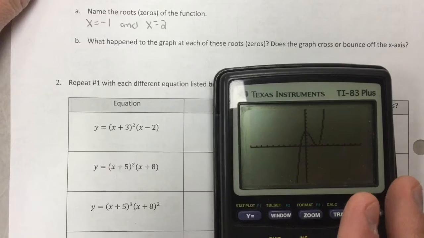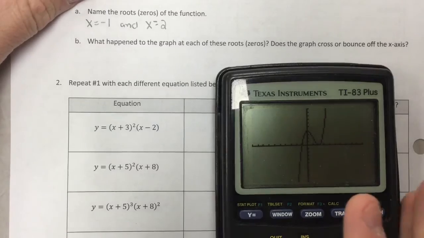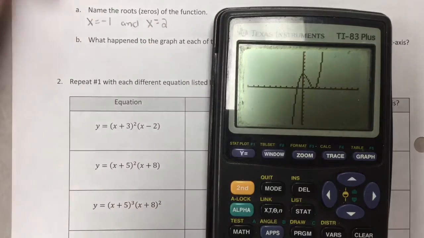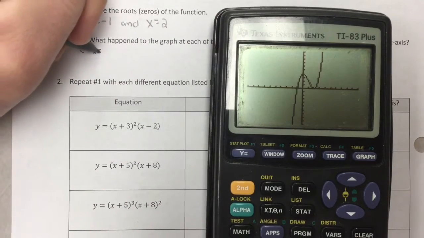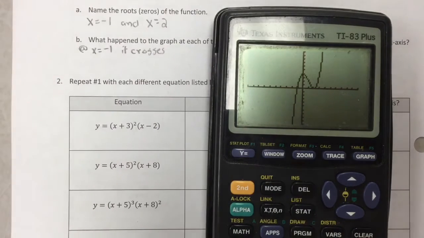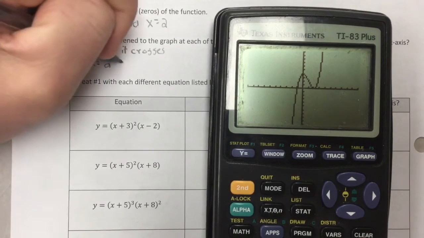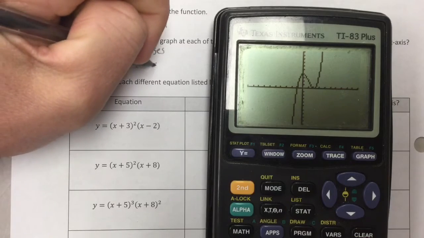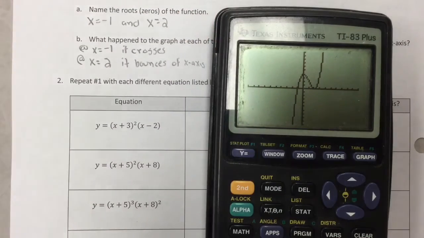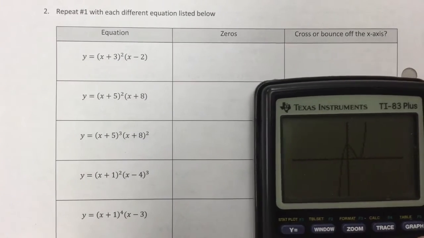And then the next part says what happens to the graph at each of these roots. Does it cross or bounce off the x-axis? So what we can see here is that it is crossing through at -1. So I'll say at x equals -1, it crosses, but at x equals 2, it bounces off the x-axis. And so we're going to repeat this for a couple here and see what's happening.